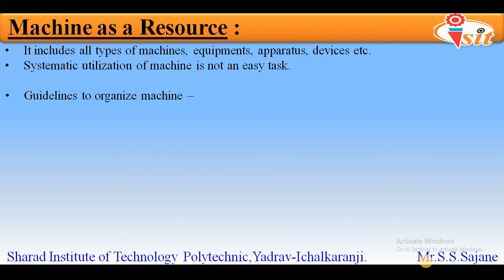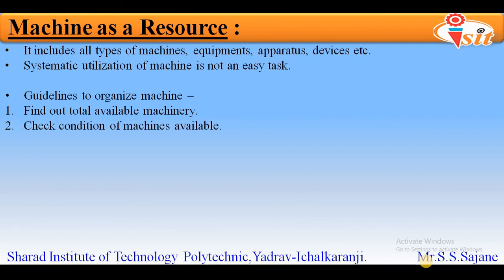For this purpose, we will now see what the guidelines are to organize machines. The first step is to find out the total available machinery. Whatever machines are placed on the shop floor, the supervisor will consider all those machines. After getting the total count of these machineries, the second step will be to check the condition of the machines available.